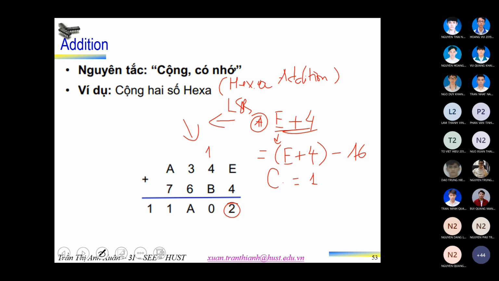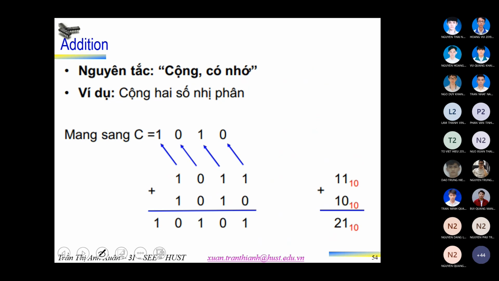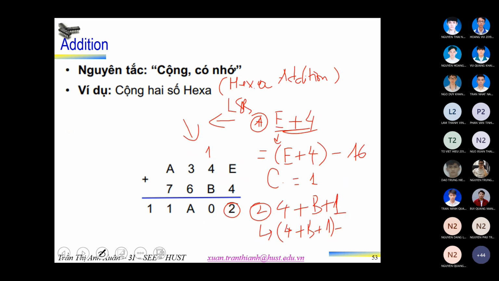The second, we choose 4 plus B plus 1. So the sum here is 4 plus B plus 1 minus 16, and of course the carry out here is 1. And 4 plus B plus 1 minus 16 equals 0. So the sum here is 0.